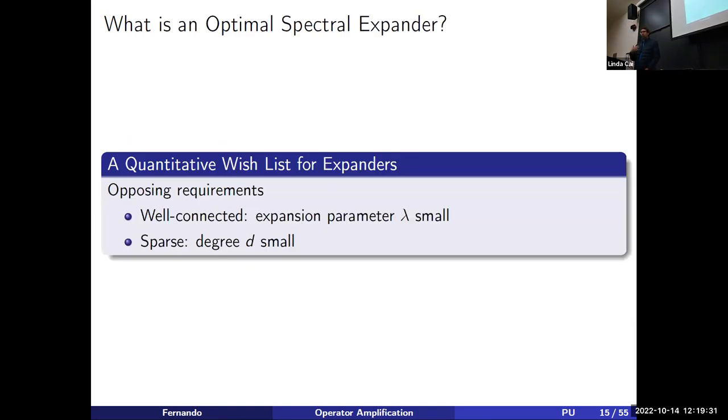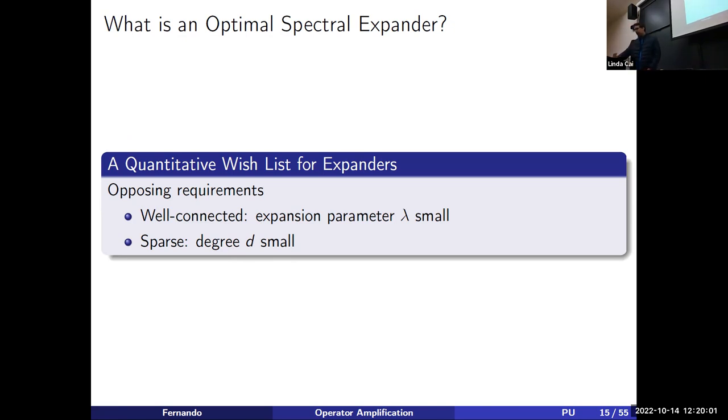And now that you understand this lambda parameter, we can make our wish list more quantitative. We had this qualitative wish list that asked for a graph to be well connected and sparse. Now we know that well connected in the spectral sense means that this lambda parameter is small. We want this lambda parameter to be small. And sparse means that the degree is small. We have a d-regular graph, so the number of edges is n times d over 2. So d is controlling how sparse the graph is. So typically, you want lambda small and d small.